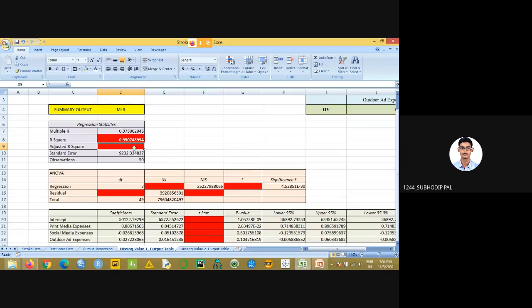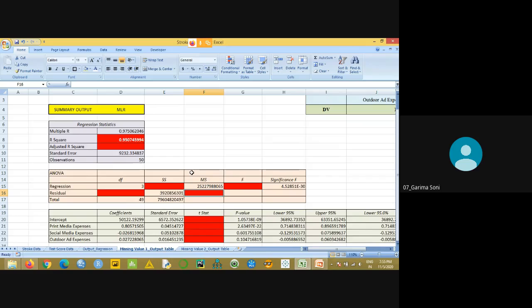But for adjusted R square, you need to wait. You have to calculate all those things. What is the formula for adjusted R square? 1 minus MSE upon MST. So MSE and MST are not here. You have to find MSE, and MST is also not here, so MST also you have to find.